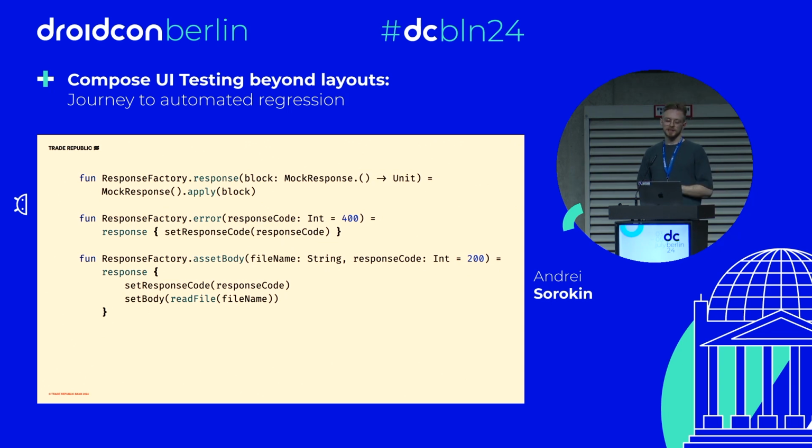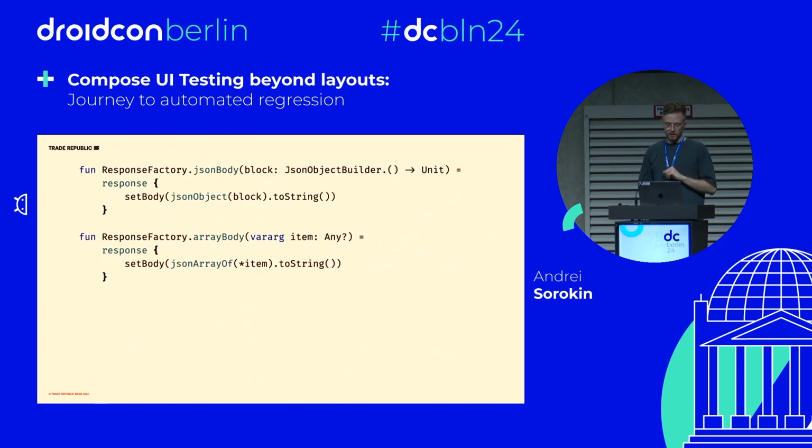Let's talk about responses next. So for responses, you have a separate interface, so you can have all of the responses neatly organized. And let's say you have an error response, or you have an asset body, so you just read a file from assets and respond with it. So imagine you have a read file function that just takes the context, takes the assets, and reads the file. That's pretty much it. Now, you can also use the same JSON builder to quickly respond with some small JSON. And you can also do it with the array as well.